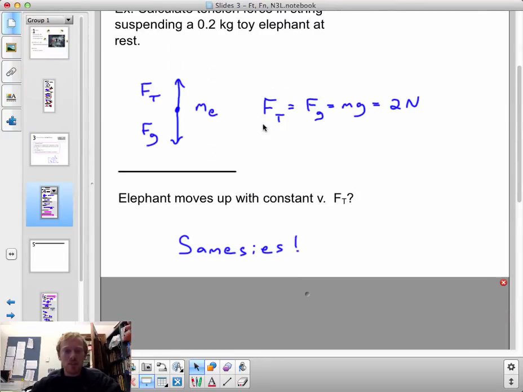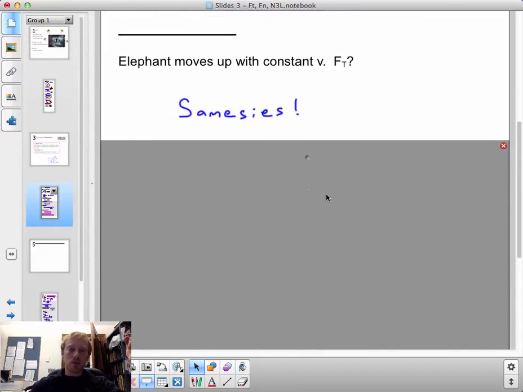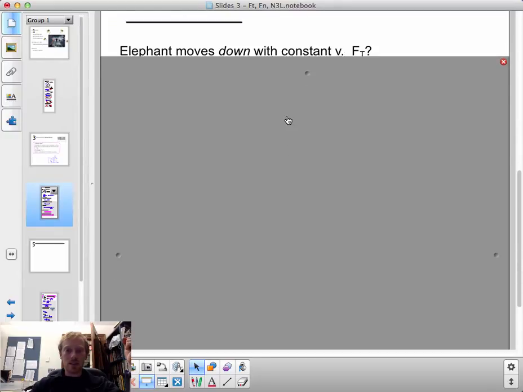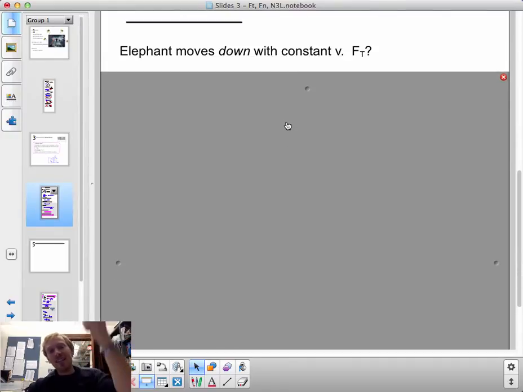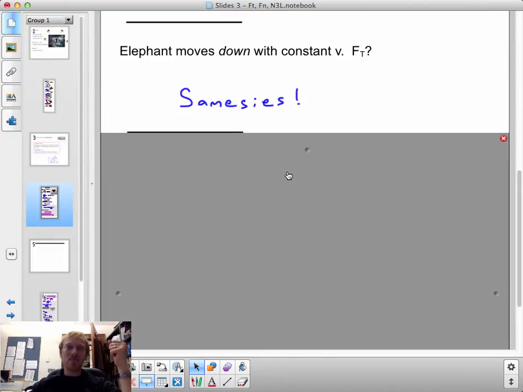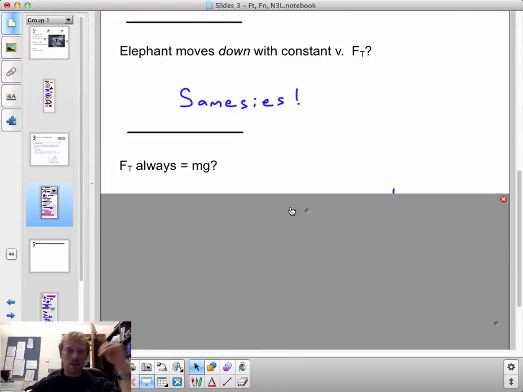So you really do tend to want to say, well, if the elephant is moving upwards, then there must be a bigger upward force than downward force. But forces give rise to accelerations, not velocities directly. So it's the presence of an upward acceleration that requires a larger upward force, not the presence of an upward velocity. Let's say we're lowering the elephant on the end of the string down with constant velocity. Again, constant velocity, zero acceleration, forces balance.